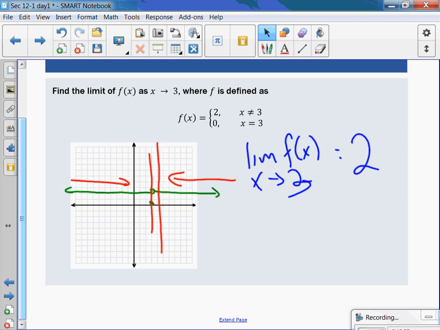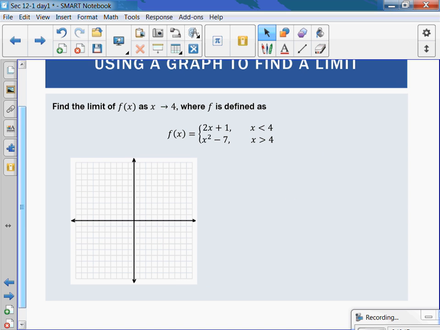I have another piecewise function, f of x equaling 2x plus 1 for x less than 4, and x squared minus 7 when x is greater than 4. So how do I do this? I want to graph both of them, right? So what's that first line, f of x equals 2x plus 1? That'd be a diagonal line, yes? It has a y-intercept of 1 and the slope goes up to 1.